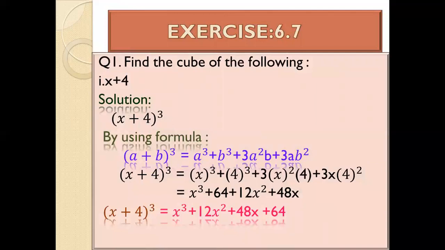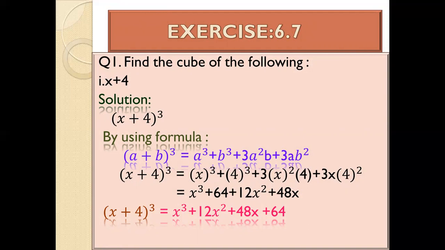X plus 4 whole cube. So according to our question, a is x and b is 4. When you apply the formula again and again in the question, you can learn this one. A cube plus b cube plus 3a square b plus 3ab square.